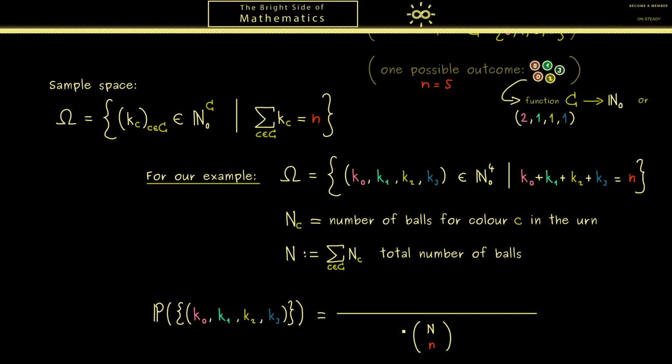Okay, then for the next step you should see we want exactly k_0 green balls. So we simply have N_0 choose k_0. And of course we have the same thing for all the other colors. Therefore in the next step we have times N_1 choose k_1.